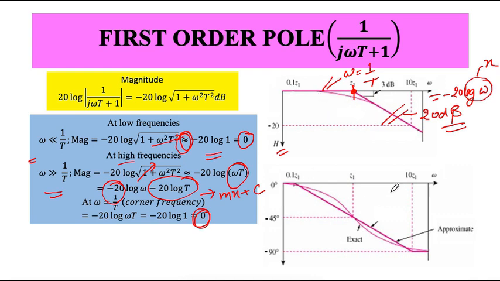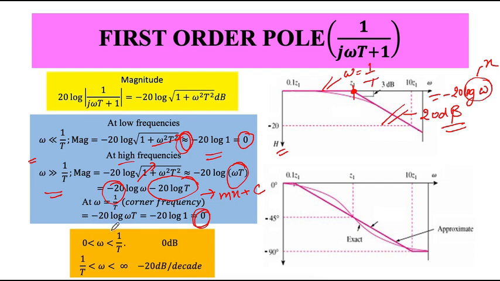So these are the two approximations we get. Now what is the actual plot? The actual plot may have some error, right? At omega equals 1 by t, it may not be 0, but somewhere close to 0. We will see what that is. So my magnitude is 0, or you can say my slope is 0, from 0 to 1 by t, and from 1 by t to infinity my slope is minus 20 dB per decade.